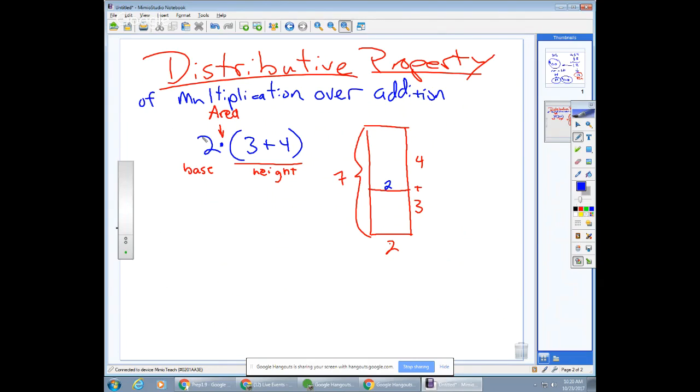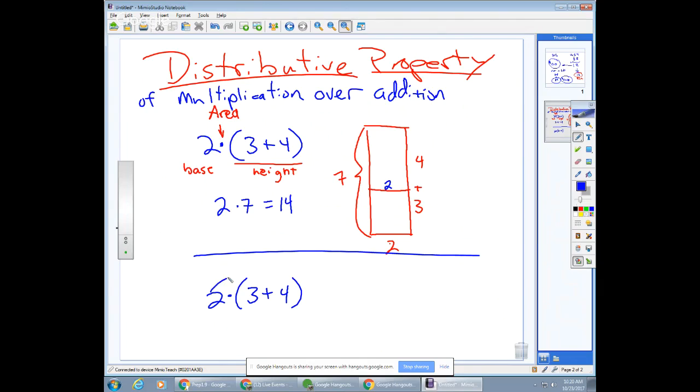So there are 2 ways to look at a multiplication over an addition like this. One is to just use the order of operations. Order of operations says you have to do what's inside the parentheses first. 3 plus 4 is 7. 2 times 7 is 14. But the geometry of the situation gives me another way to look at it.